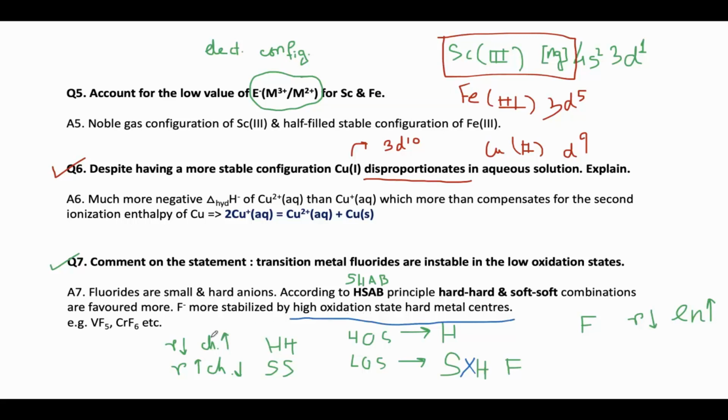That's why you see in this case it is vanadium pentafluoride, which has an oxidation state of +5, or chromium hexafluoride, which has the oxidation state of +6. So these high oxidation state metals are hard in nature. Fluorine is also hard in nature. That's why this hard combination is very much welcome according to the HSAB principle. That's why we can say that the statement, transition metal fluorides are unstable in the low oxidation state, is correct.